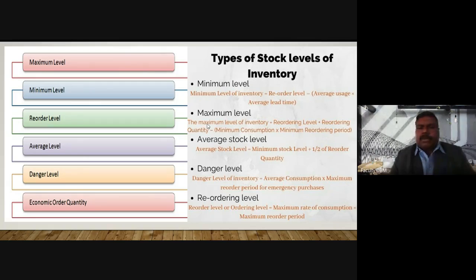Average stock level is minimum stock level plus half of reorder quantity. Danger level of inventory equals average consumption into maximum reorder period of emergency purchases. Reordering level is maximum rate of consumption into maximum reorder period. Just to give you extra knowledge, I have shared these two slides for you.